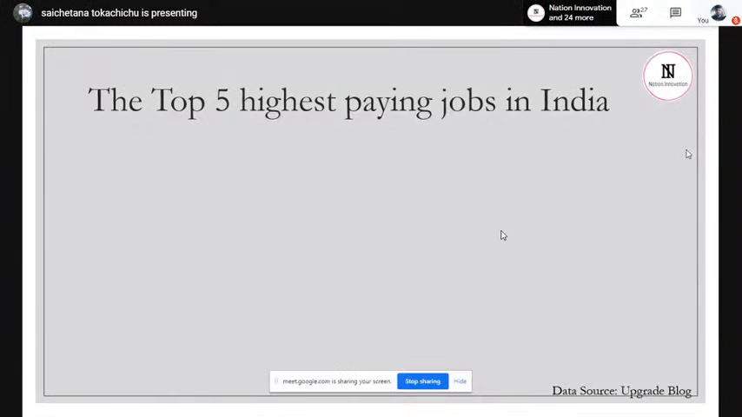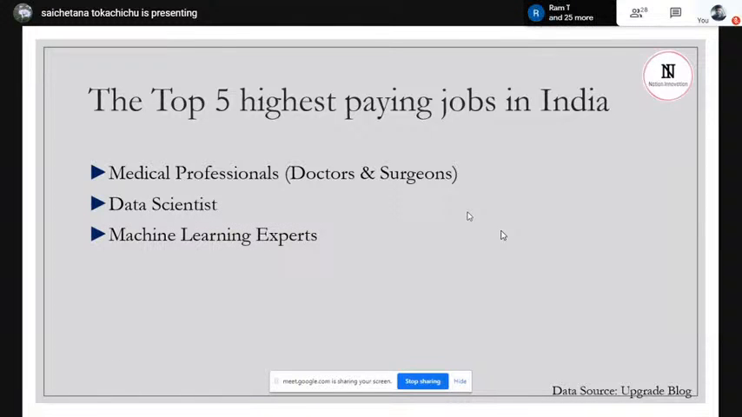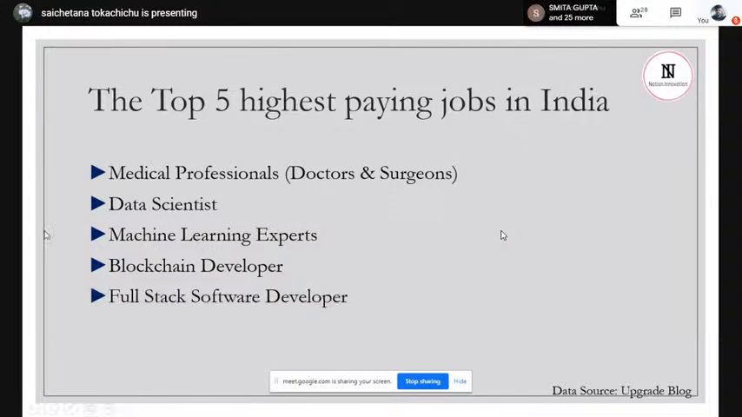The five highest paying jobs in India. Can you guess what are those highest paying jobs in India? Obviously, first it will always be doctors and surgeons. Second is interesting, data scientist. Third is machine learning experts. Actually, data science and machine learning are interlinked, so we can say they both are involving around the same field. Blockchain developers and lastly full stack developers. So we are in the top three, as you can see, data scientists and machine learning experts who are termed as highest top five paying jobs in India.